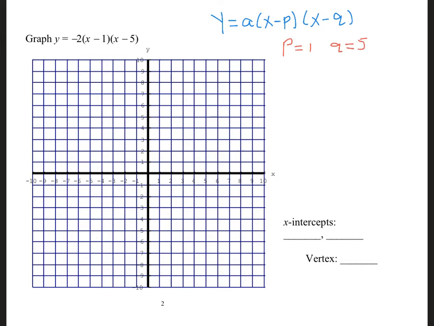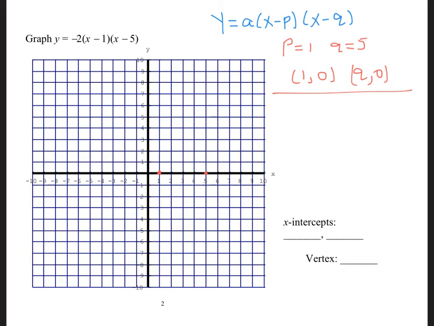So when we have written that, we're going to look at the intercepts. We are told that p is equal to 1, so I look at the points (p, 0), which is the same as (1, 0), and another point (q, 0). So this is the point (1, 0) right here, and we have the other point (5, 0).